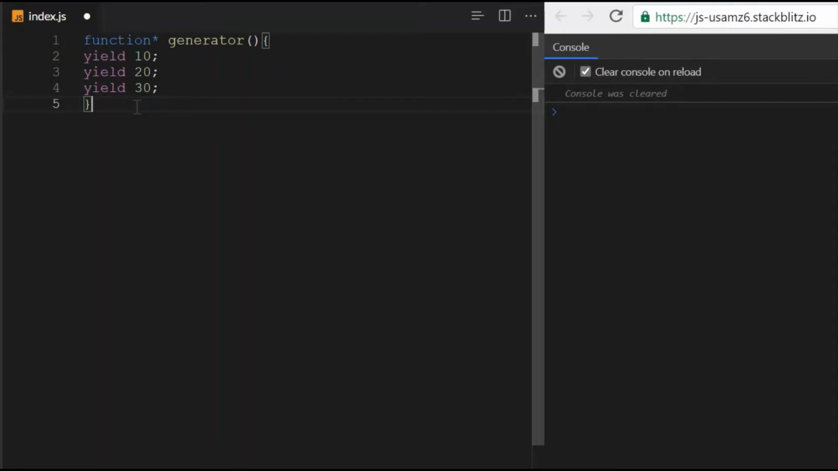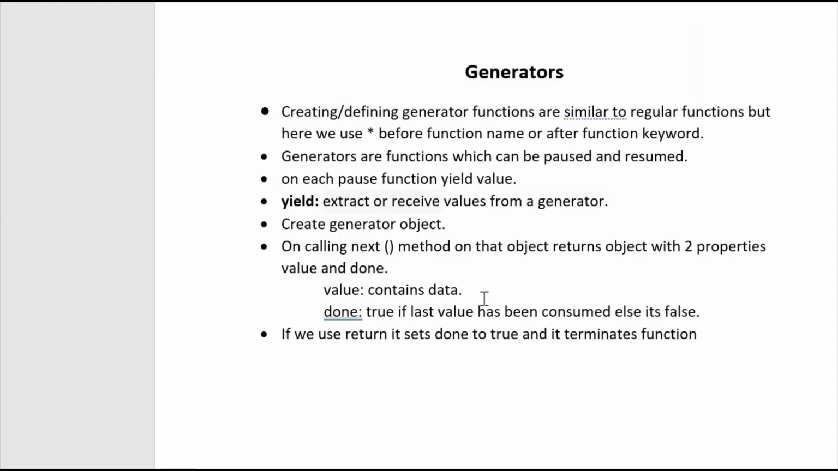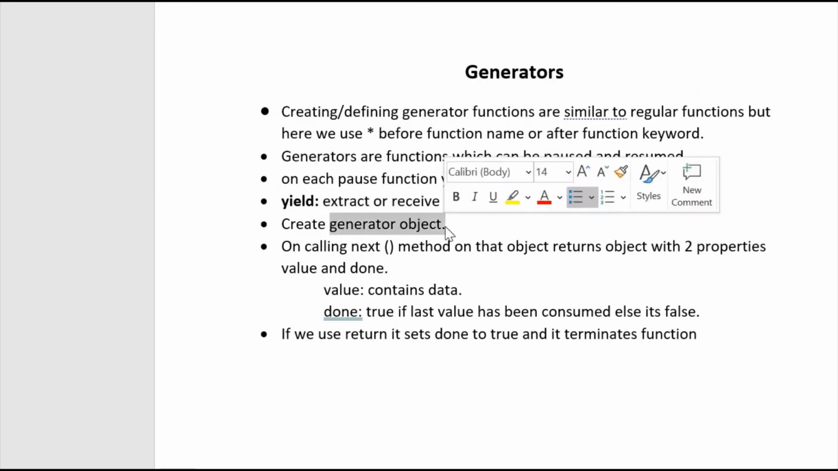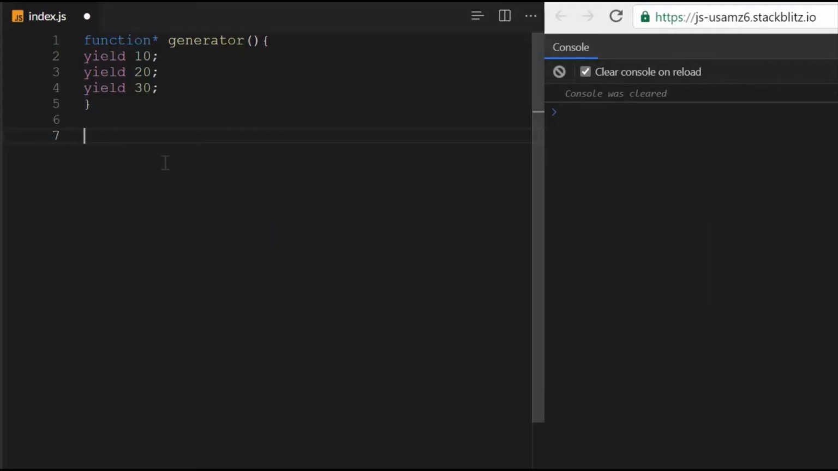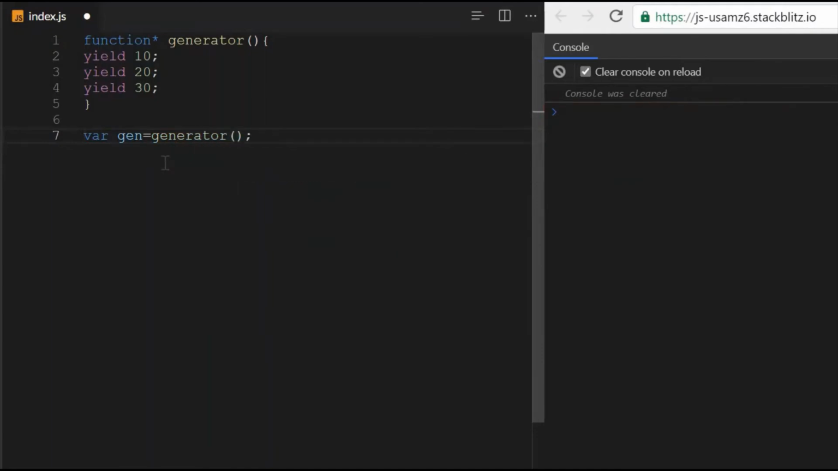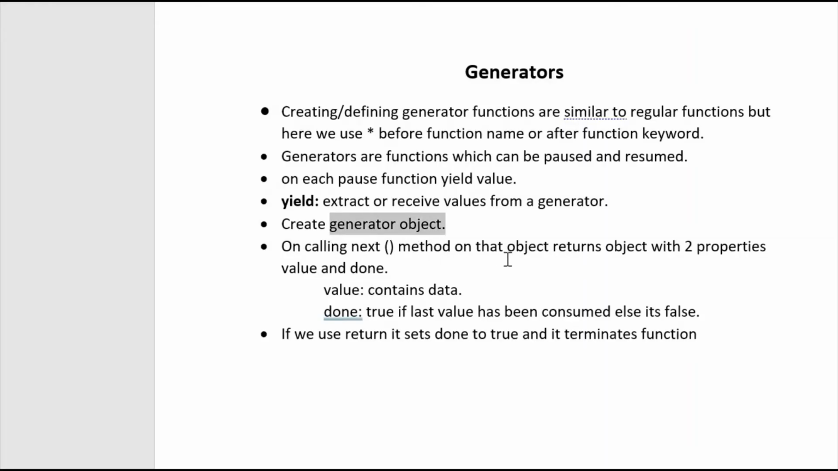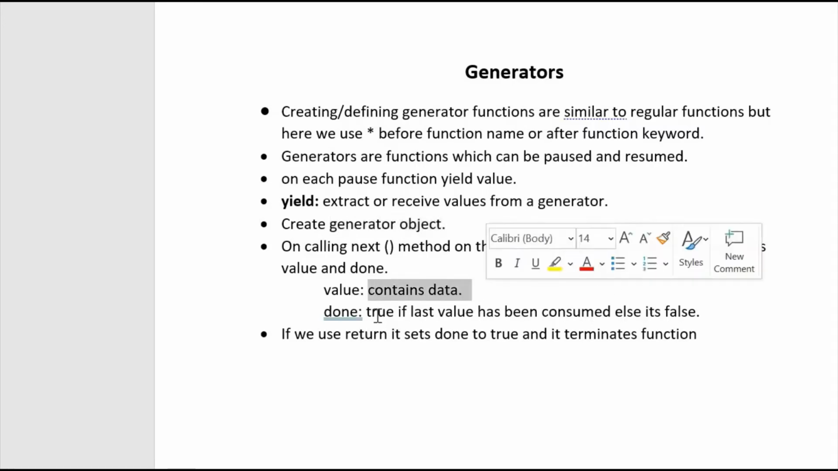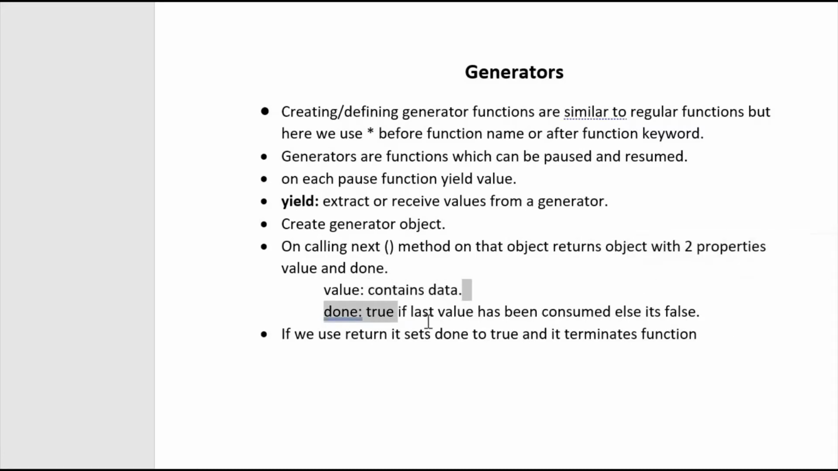Now we need to create a generator object. We have created a function, but it won't execute in the manner that we call normal functions. So we need to create an object, by calling the generator. Next we need to call the next method on that object. This returns two properties: value and done. Value contains the data, and done is true if the last value has been consumed, else it's false.